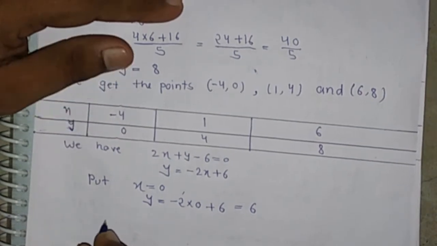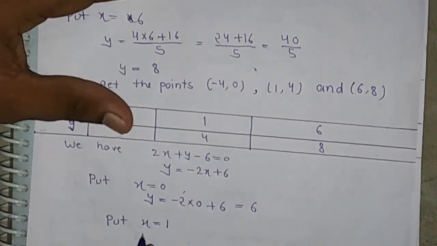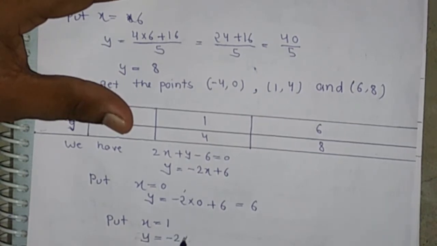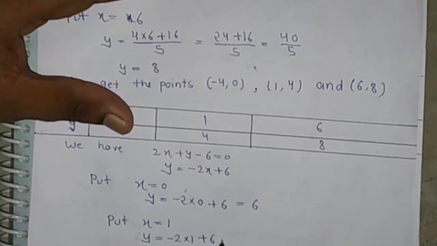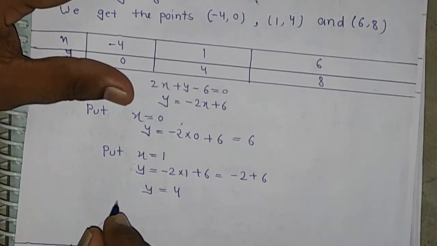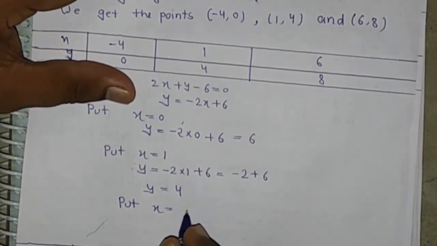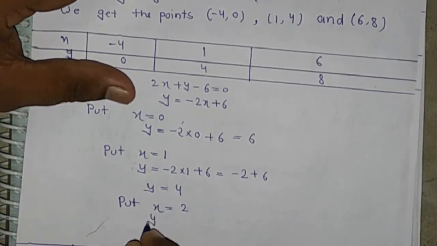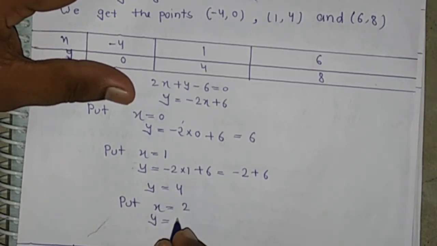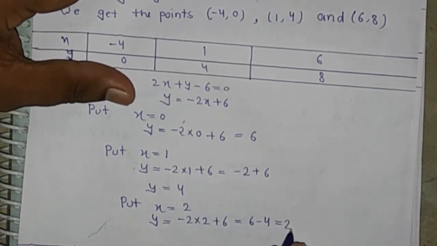Put x equal to 1. We have y equals minus 2 plus 6, the value of y is 4. Put x equal to 2, we have y equals minus 2 into 2 plus 6, 6 minus 4 means 2.